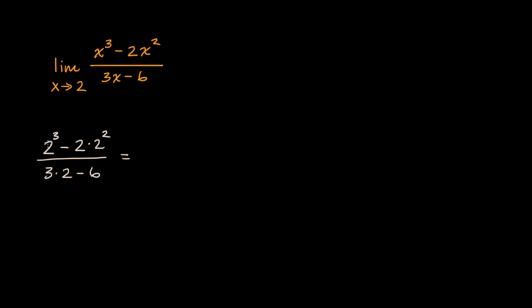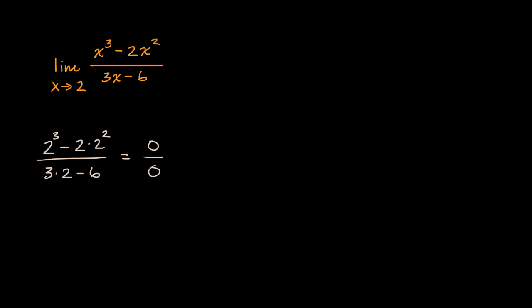Well, this numerator over here, this is 8 minus 2 times 4 minus 8. So that's going to be equal to 0. And then the denominator over here is 6 minus 6. Well, that's 0. And we end up in the indeterminate form right over here. So this expression is not defined for x equals 2, but we can think about what the expression approaches as x approaches 2. And first, let's think about it visually.